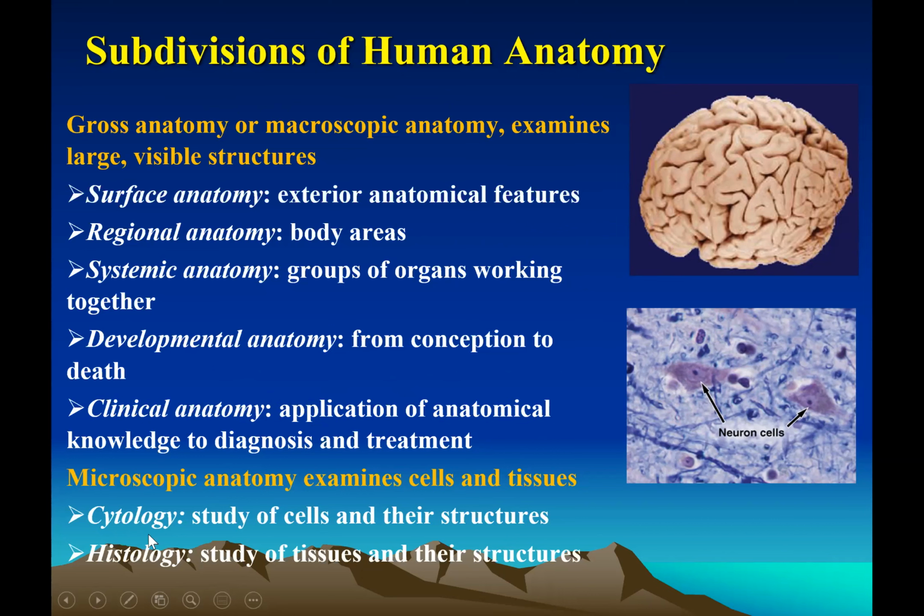In microscopic anatomy, when you're studying cells, it's called cytology. All the cells and their structures, like mitochondria and chloroplast. So, not functioning, all the structures is cytology. When you're studying tissues, it's called histology.